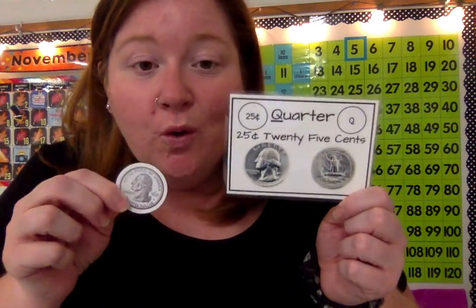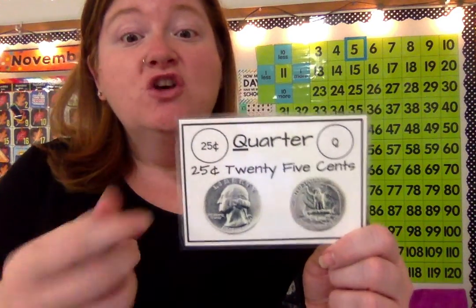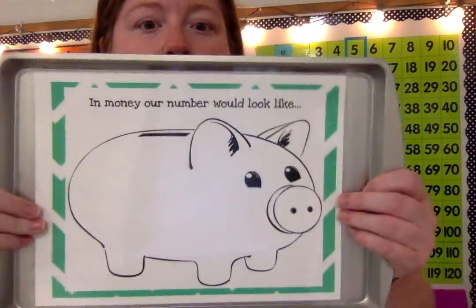For a quarter, we say, quarter, quarter, big and bold, you're worth 25, I am told. So for the quarter, it is worth 25 cents, or we can write a Q to show quarter. So what we're going to do is we're going to practice showing some amounts. We're going to build up and work and get our brain going.